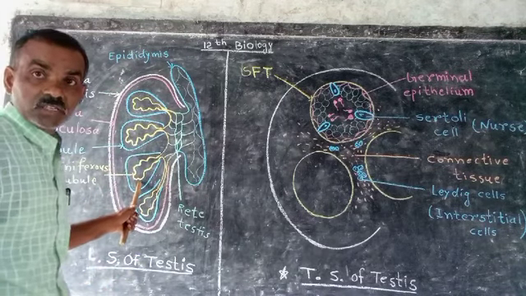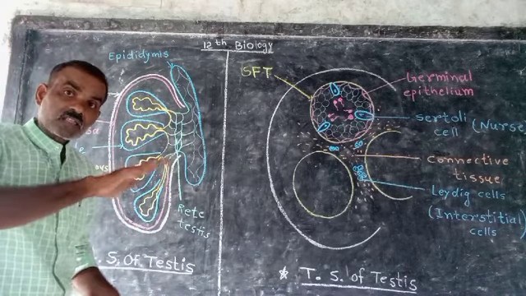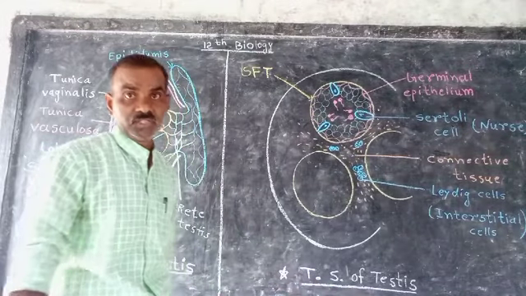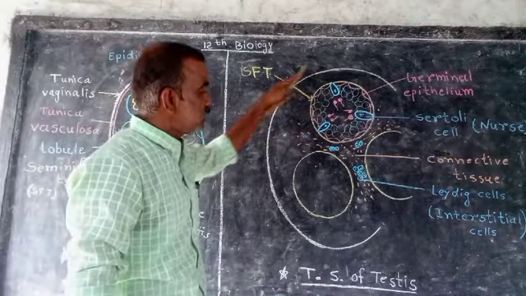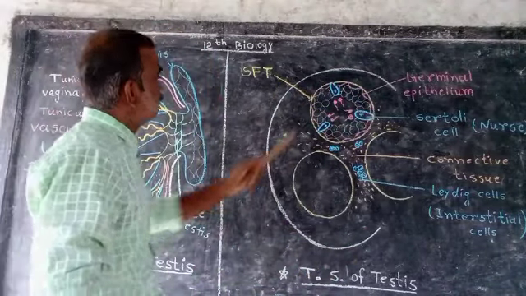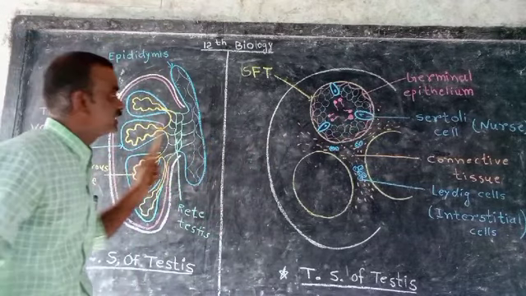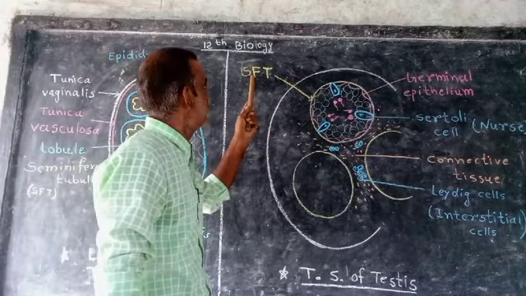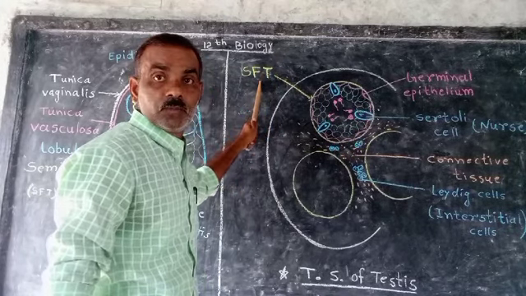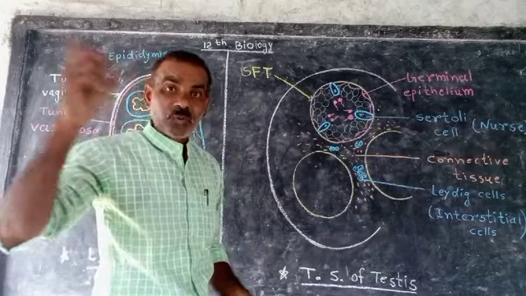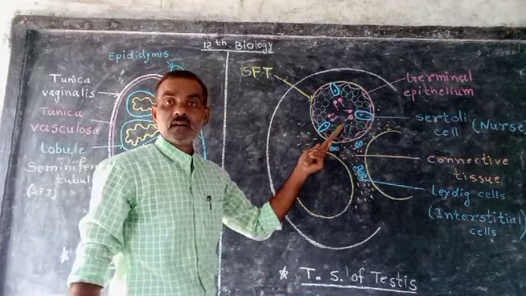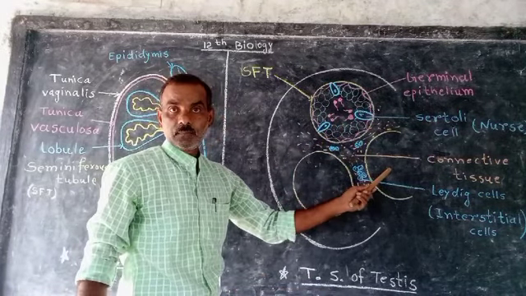Now if the testis is cut in a transverse manner, then it is the TS of testes. In the TS of testes, again it is covered by a membrane, and within that membrane many seminiferous tubules are present. The seminiferous tubules, SFT, are 1 to 4 in number, maybe 1, 2, 3 or 4. Here I am drawing 2 full and 1 half.